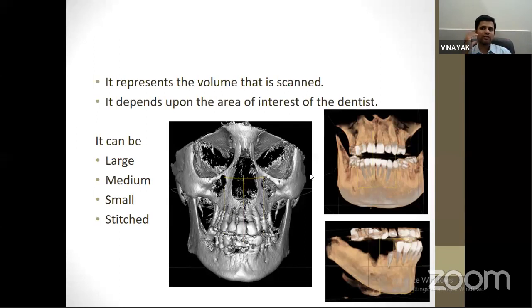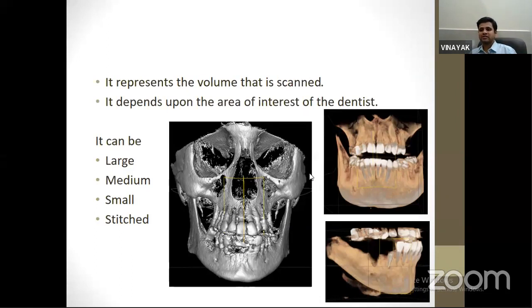The area your scan needs to cover is the field of view. It can be large, medium, or small, depending upon your need. If you want to study a single tooth, you can go for a small field of view. If you want to study a single arch, you can go for a medium field of view. If you want to see both arches, you go for a large field of view. The advantage with the small field of view is the voxel size can be reduced and you can get sharper images, but they are a little darker.